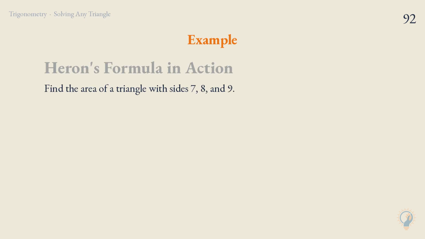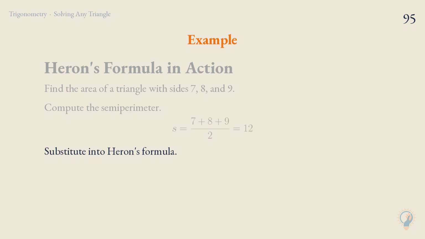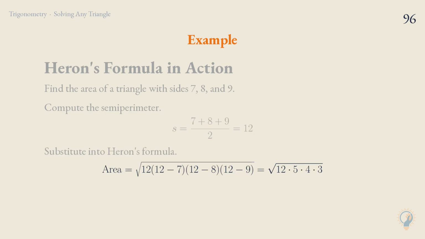Find the area of a triangle with sides 7, 8, and 9. Compute the semiperimeter. S equals 7 plus 8 plus 9 over 2, which is 12. Substitute into Heron's formula. Area equals the square root of 12 times 12 minus 7 times 12 minus 8 times 12 minus 9, which is the square root of 12 times 5 times 4 times 3.